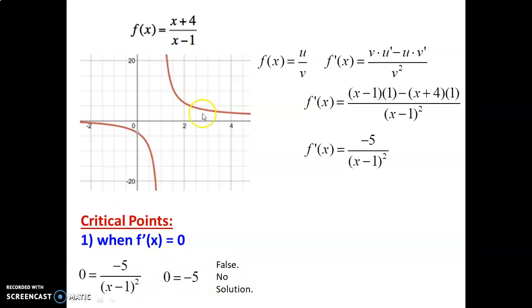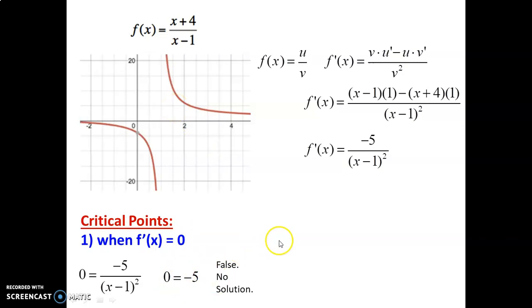And we can confirm that on the graph. There's no point when the slope is 0, right? There's no max or min point on this graph. There's always a tangent line that's pointing down, like here, and here there's also a tangent line always pointing down. There's never a tangent line that's horizontal. And that's what we've confirmed here.